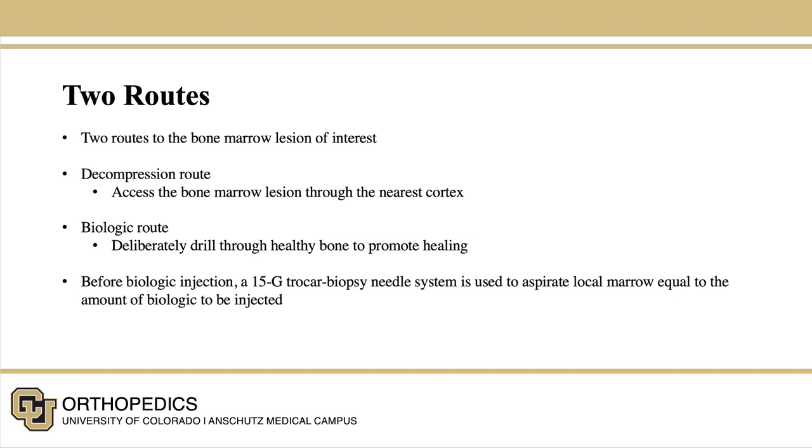There are 2 routes to the bone marrow lesion of interest. The decompression route involves accessing the bone marrow lesion through the nearest cortex, while the biologic route involves deliberately drilling through healthy bone to promote healing. Before injection of the biologic, a trocar biopsy needle system is used to aspirate local marrow equal to the amount of biologic to be injected.